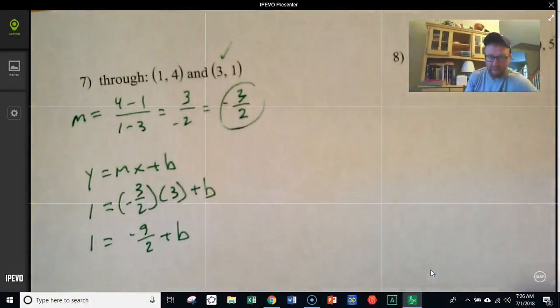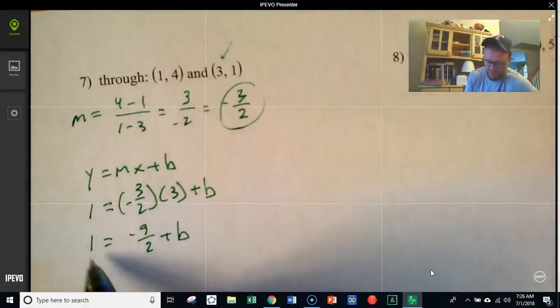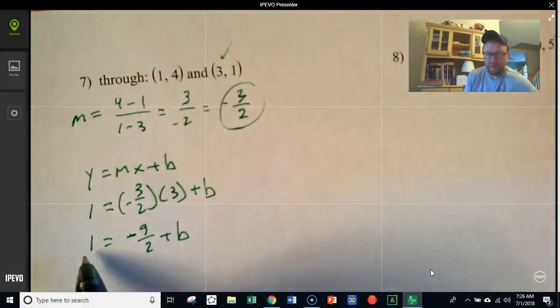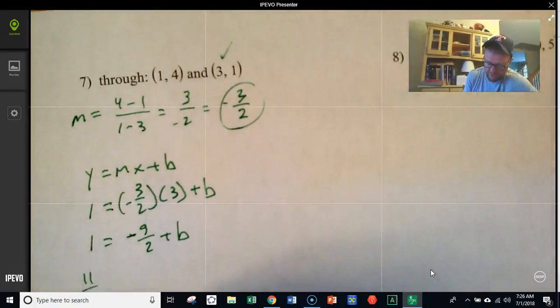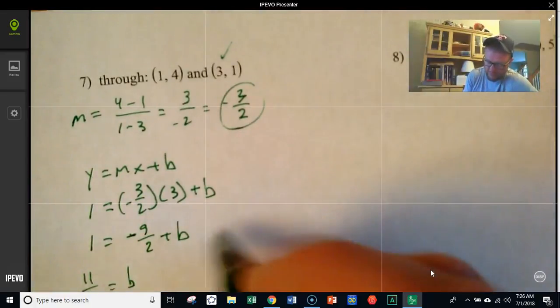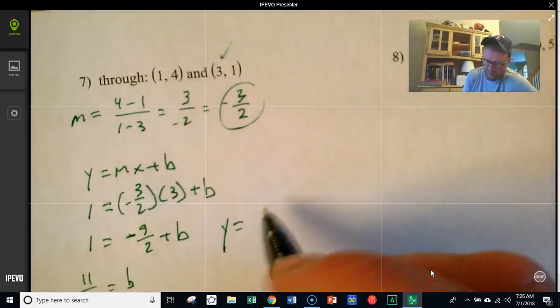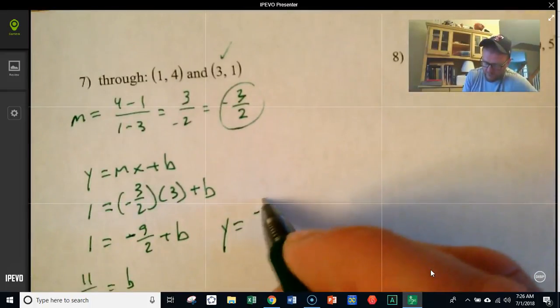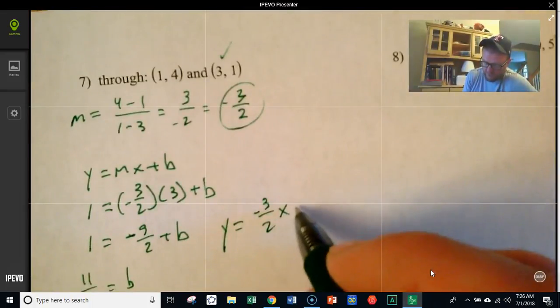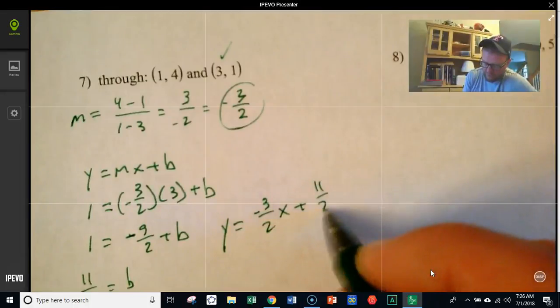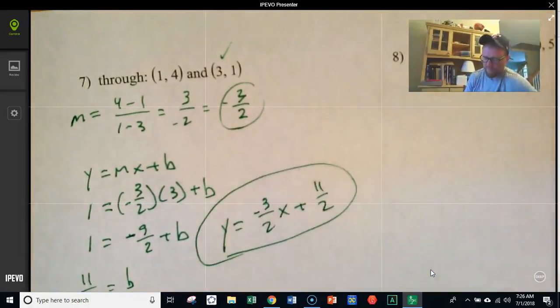I'll add 9 halves to both sides. This is already 2 halves. Oh, wait, that's negative 9. Yeah, add 9 halves to both sides. This is already 2 halves, so it's going to be 11 halves equals b. Y equals negative 3 over 2x plus 11 over 2.